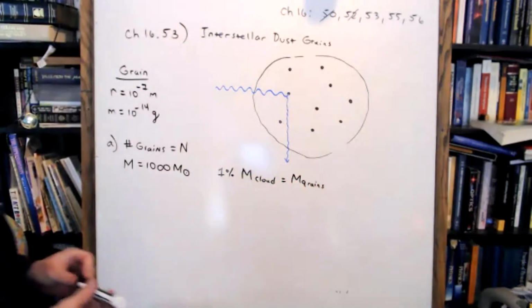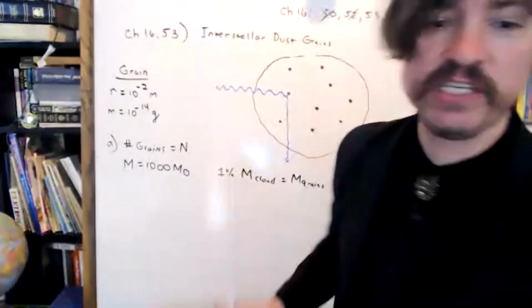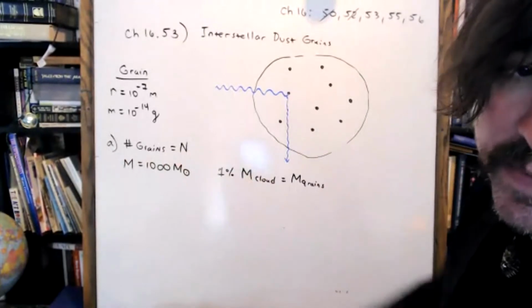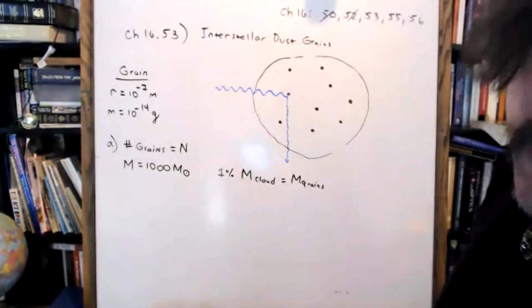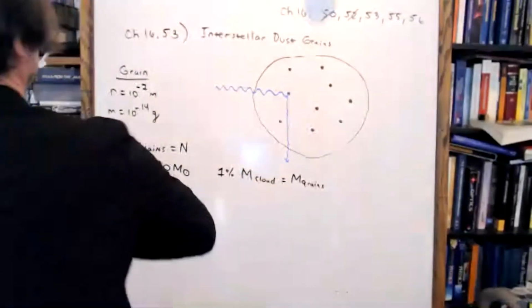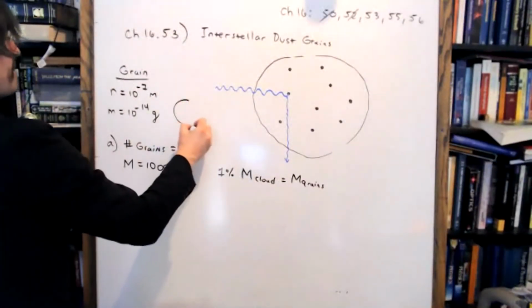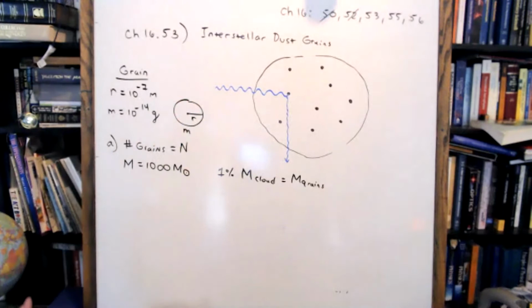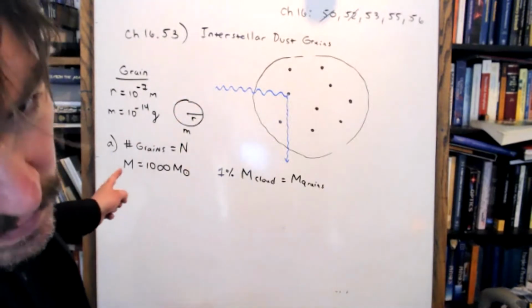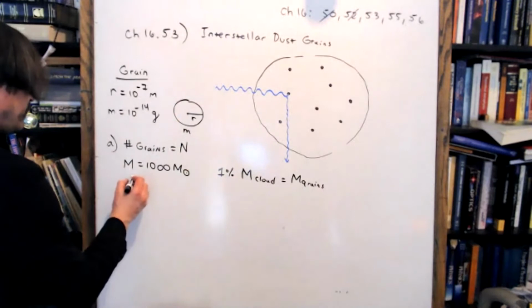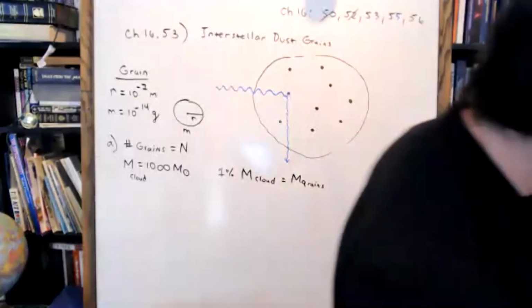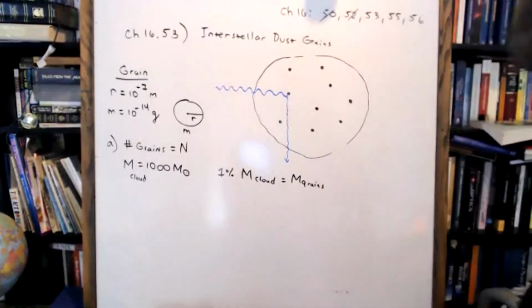Okay, I've taken the words that he spoke and I've put them into a kind of math format. Let us call the number of grains capital N. Notice for a single grain, I used lowercase r and lowercase m to try not to be confusing. So here's a little grain. A grain has a radius lowercase r and mass lowercase m. The mass of the entire cloud is 1,000 solar masses. The mass of the grains is 1% the mass of the cloud.